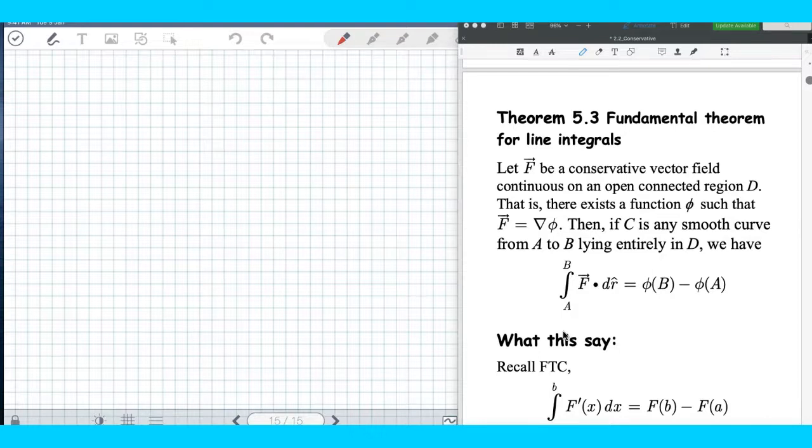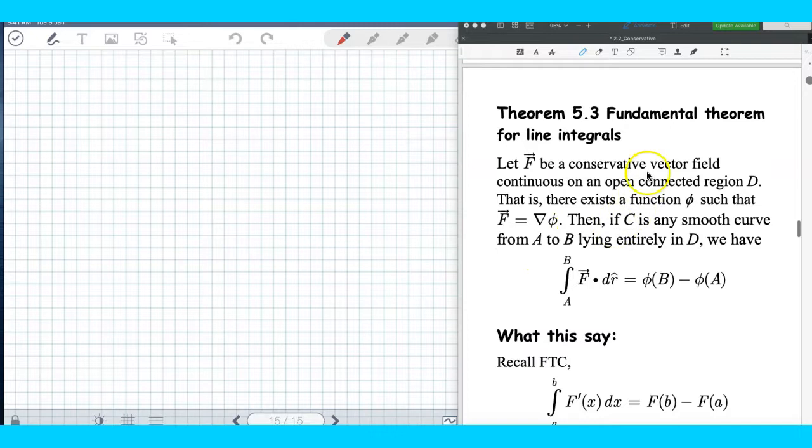Okay, so before we proceed with more complicated calculations, I want to introduce you to a theorem that is very helpful in simplifying your work, especially for the conservative vector field. One of the theorems that is very useful is the fundamental theorem for line integrals.